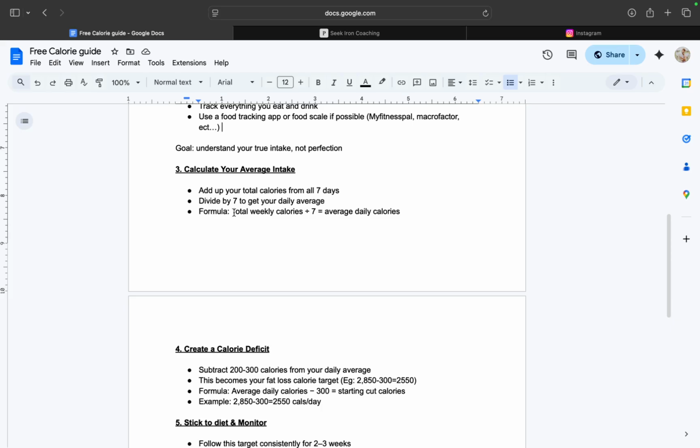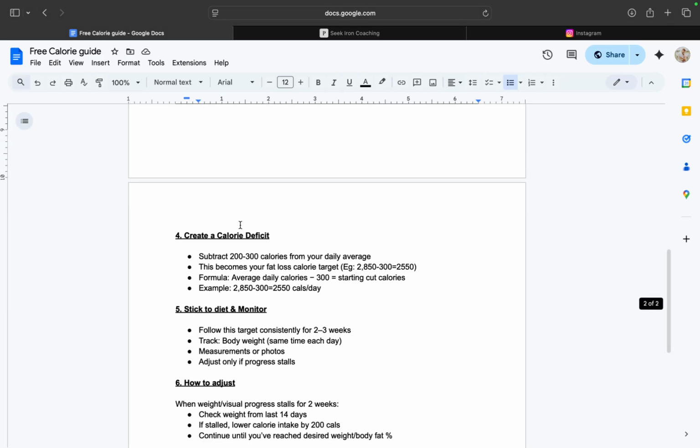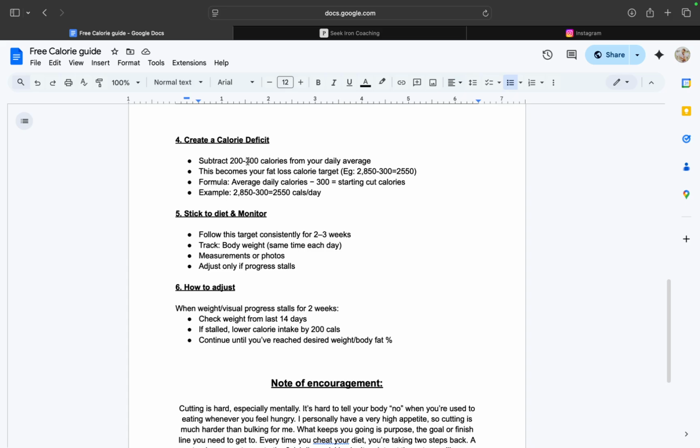So you're going to take your total weekly calories, say you had 1,800 calories each day. So add that up, divide it by 7, that's your average daily calories, and that is going to be your starting number. And then we're going to go down to here. So you're going to take that starting number and subtract 200 to 300 calories from your daily average. So an example is if you eat 2,850 minus 300, you would be eating 2,550. So that's the formula right there.